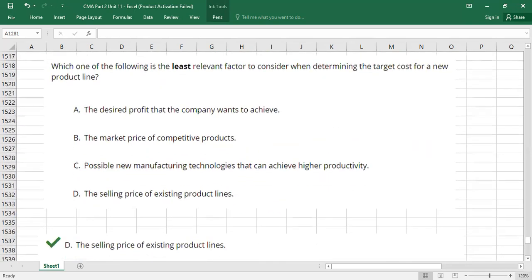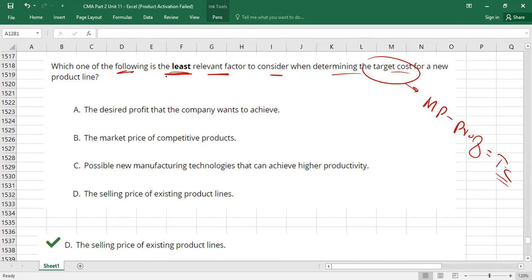And then we have another question. They are saying, which of the following is the least relevant factor to consider when determining the target cost for a new product. Target cost, you know, right? Market price minus profit is equal to target cost. So which is the least relevant factor? The desired profit that the company wants to earn, yes, it is relevant. It is not least. It is very important. It's a part of the formula.